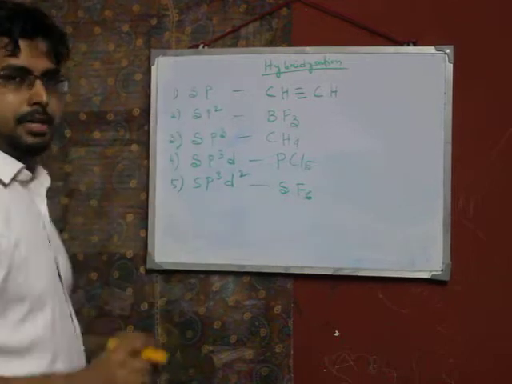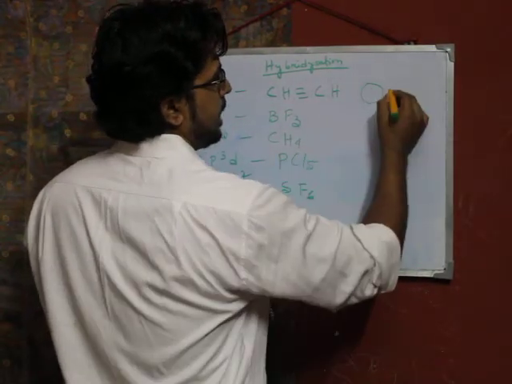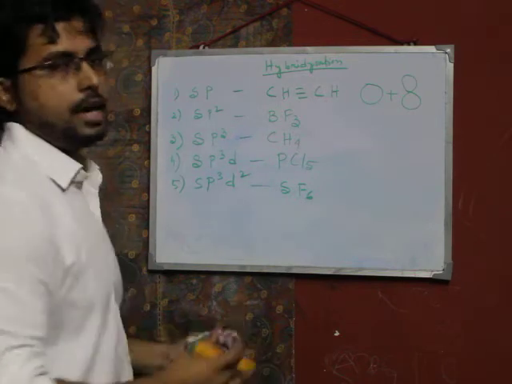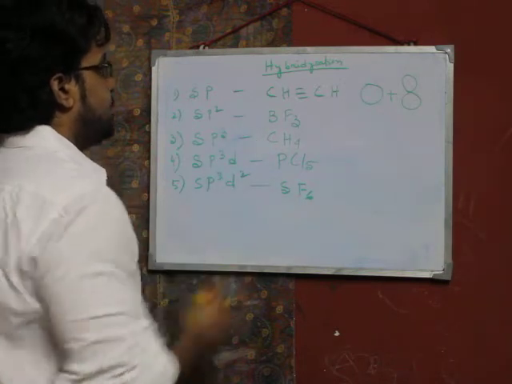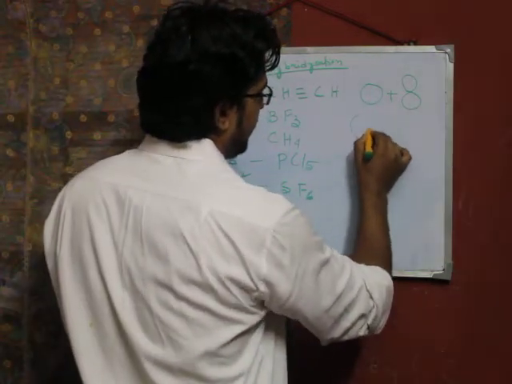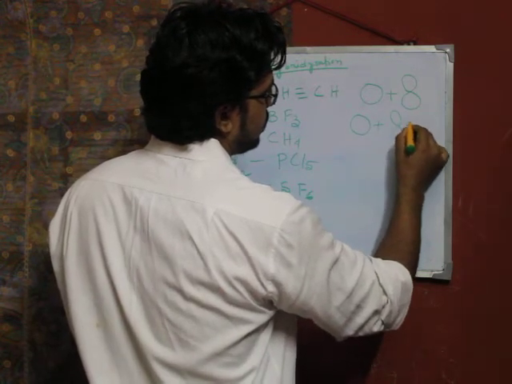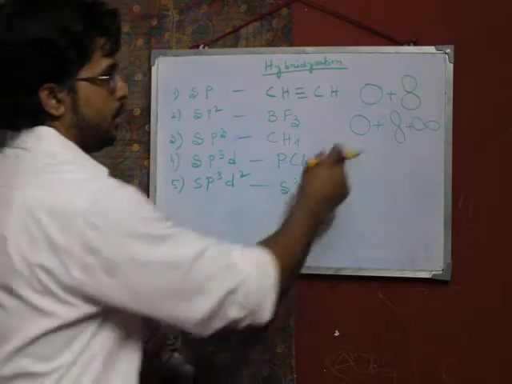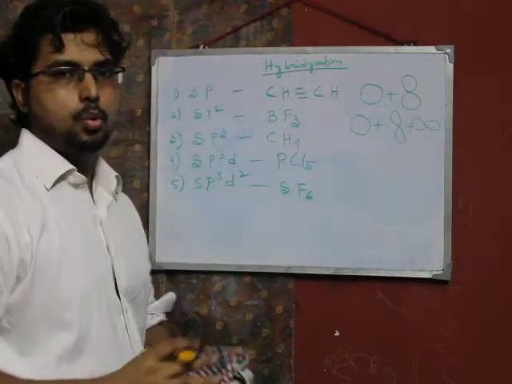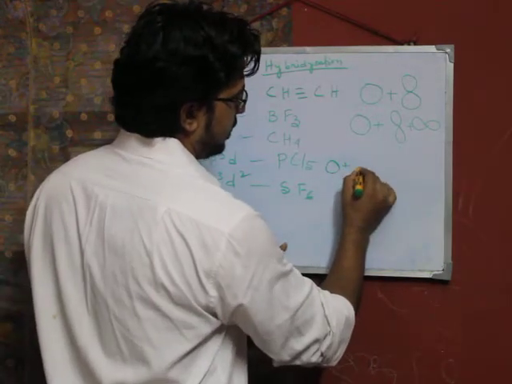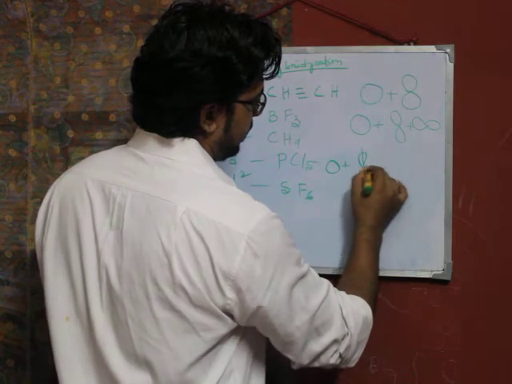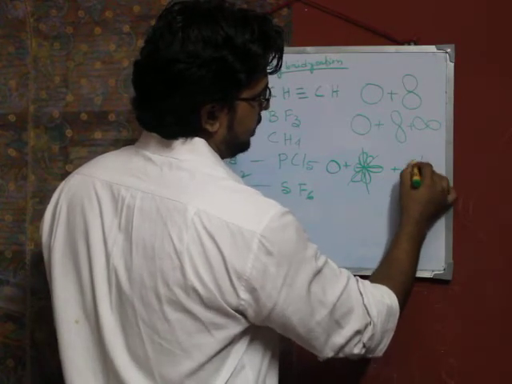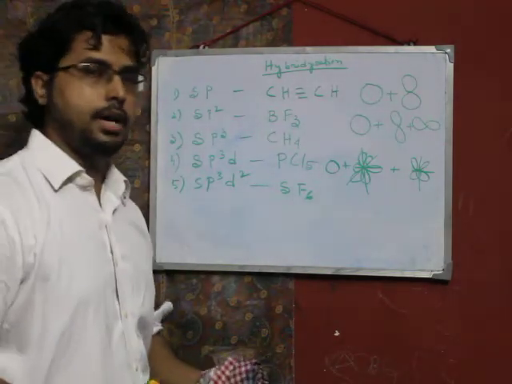Okay, sp hybridization means one s orbital and one p orbital, pure orbitals, combined to form sp hybrid orbitals, right? sp2 hybrid orbital means one s orbital and two p orbitals combined to form sp2 hybrid orbitals, and sp3 similarly means one s orbital and three p orbitals. sp3d means one s orbital, three p orbitals and one d orbital combined to form sp3d hybrid orbitals.